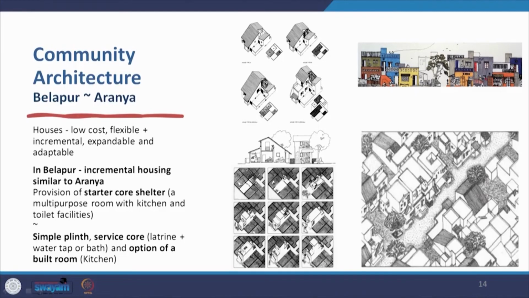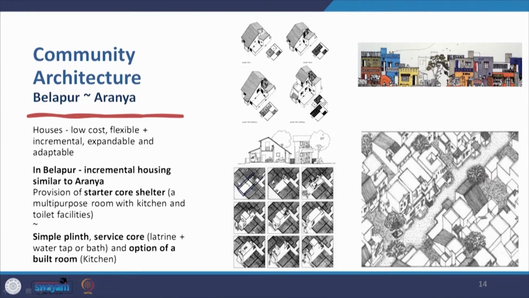Now houses in both cases are supposed to be low cost and flexible. They are incremental, expandable, adaptable, but in Belapur the incremental housing, though similar to Aranya, is provided on the basis of what is called a starter core shelter. That means a basic shelter has been provided in Belapur, which has a multi-purpose room with kitchen and toilet facilities. Whereas in Aranya, we come down to brass tacks. It is a simple plinth with the service core and the option of a kitchen unit, which may or may not be there.